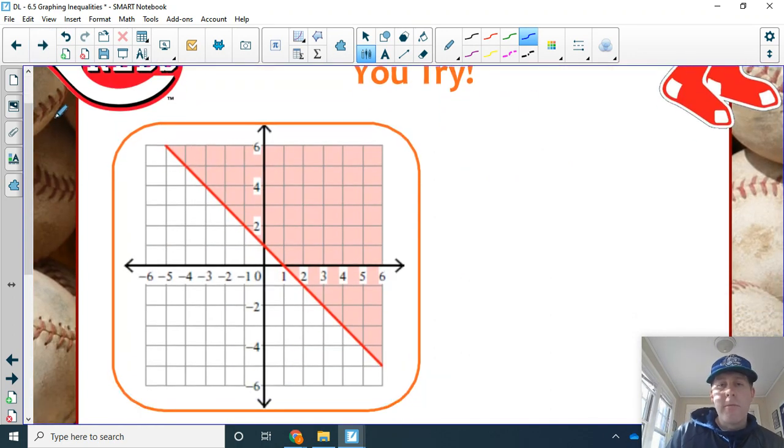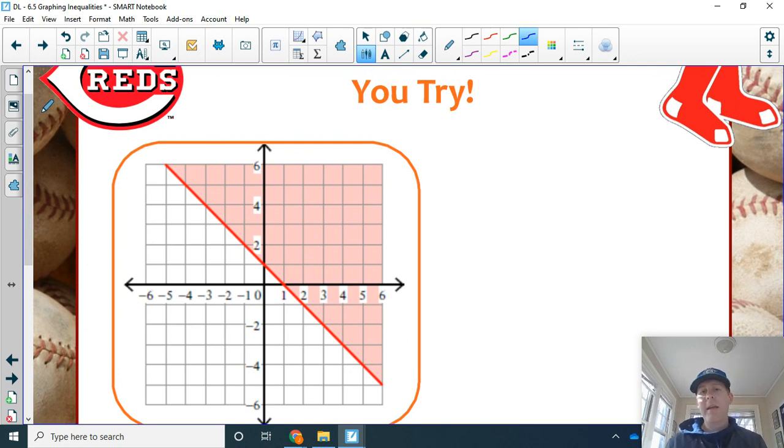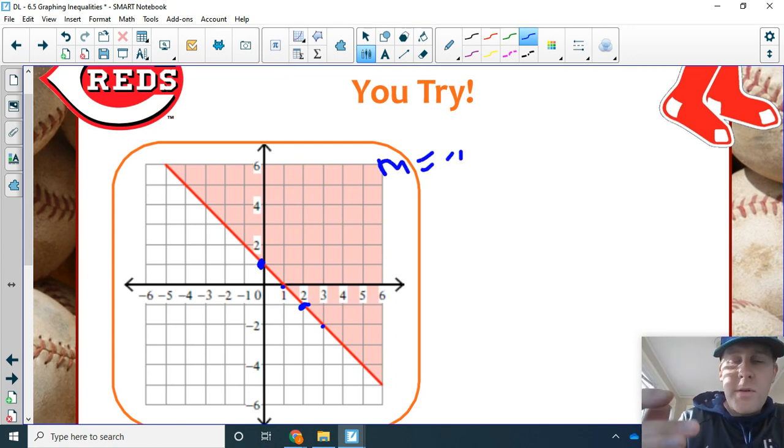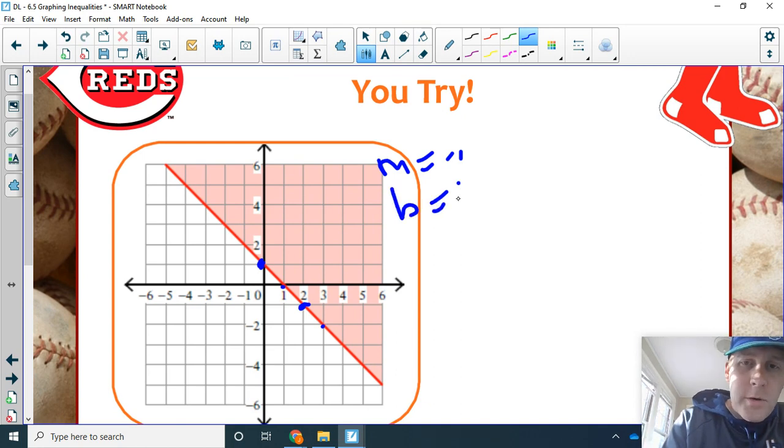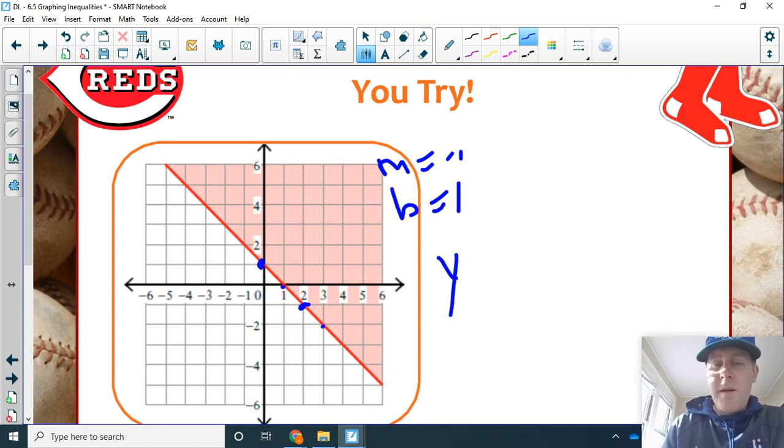You try this one on your own. Come up with the inequality for this graph. All right, let's go over this one. Let's get some points on here first. It crosses here, here, there, there. It looks like its slope is -1, so it's going down 1 over 1. Its y-intercept is +1.